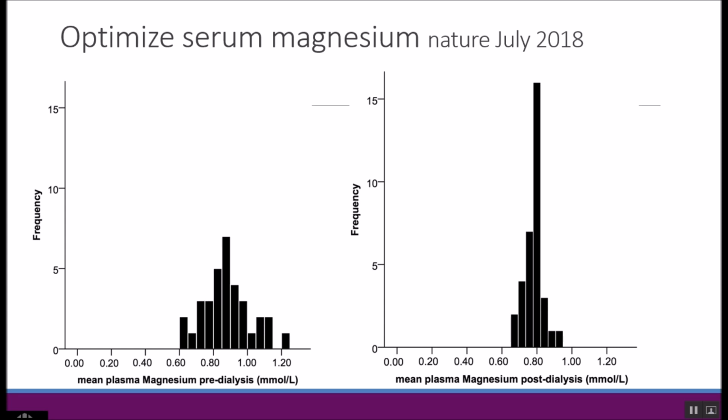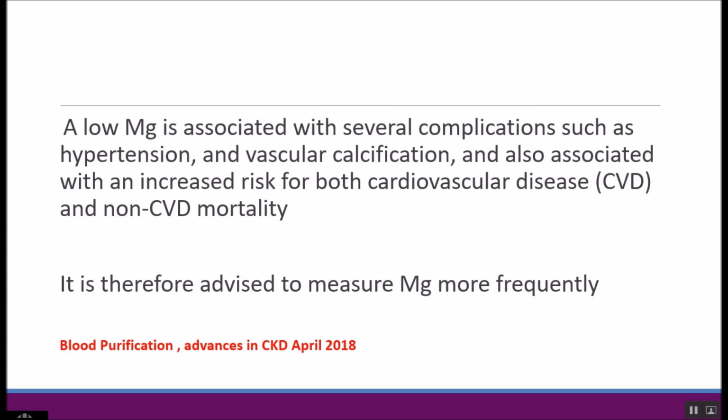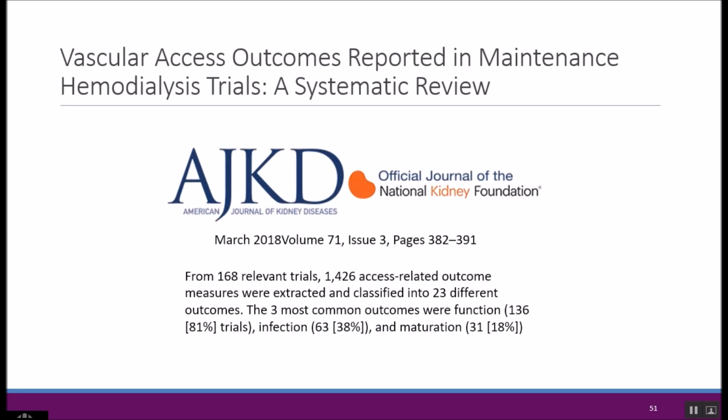Also, serum magnesium, which is rarely checked in our patients, has been shown that low serum magnesium is associated with several complications such as hypertension and vascular calcification, and also associated with increased risk for both cardiovascular disease and non-cardiovascular disease. So it is therefore advised to measure magnesium more frequently.